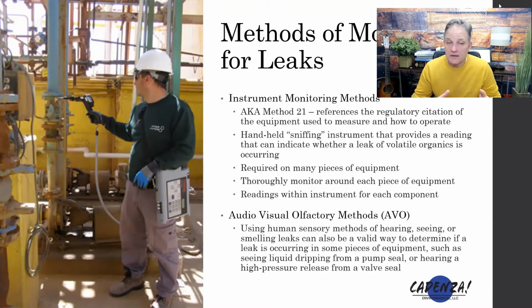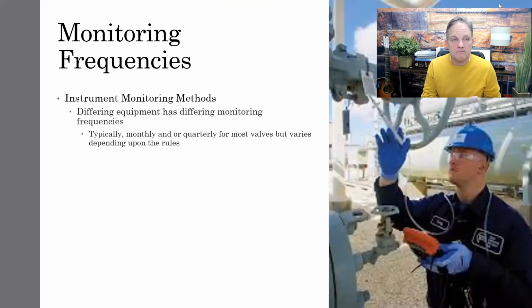There are other ways of finding leaks as well. Audio-visual-olfactory, you may hear people refer to AVO leaks. Basically, that's using human sensory methods of hearing and seeing and smelling leaks. It can also be a valid way to determine if a leak is occurring in some pieces of equipment, and it's required in some pieces of equipment, such as finding drips in a pump seal, dripping liquid, or hearing a high pressure release from a valve or from a pipe. They can also be valid ways, again, of hearing or indicating whether a leak is occurring.